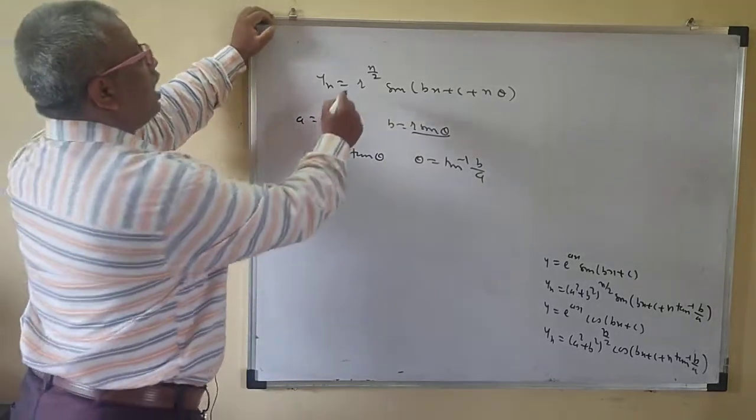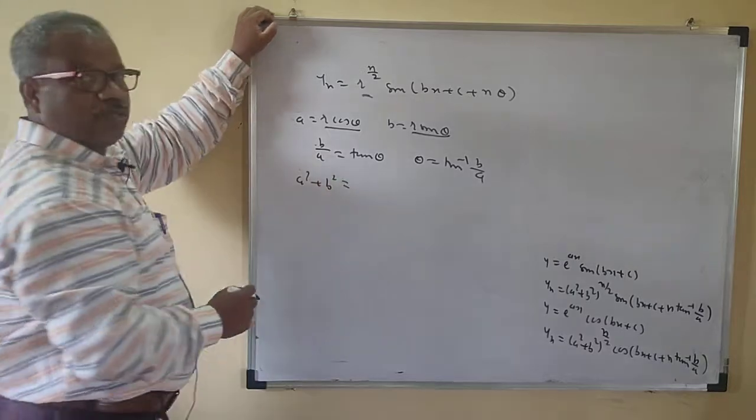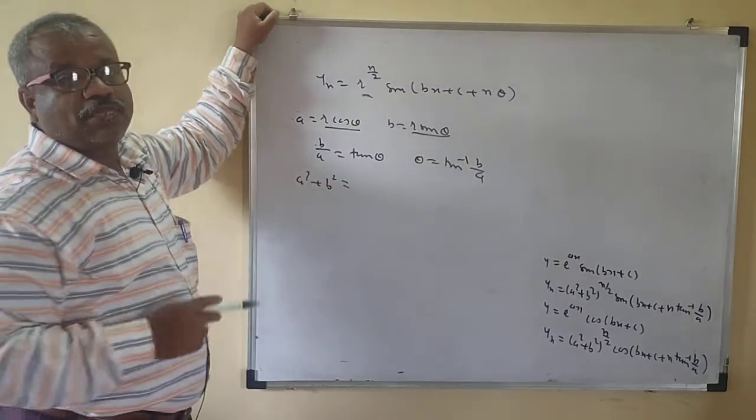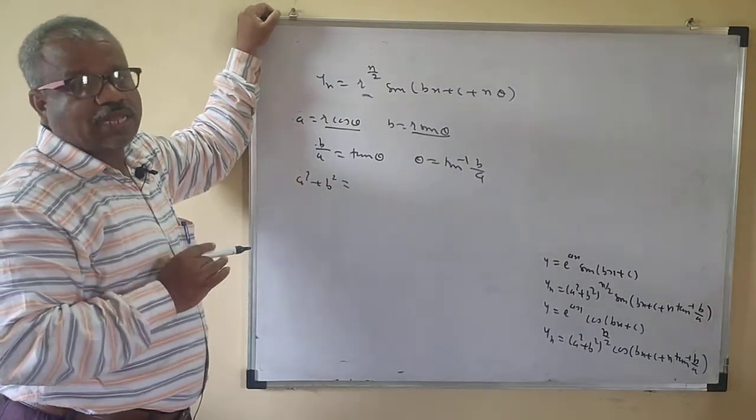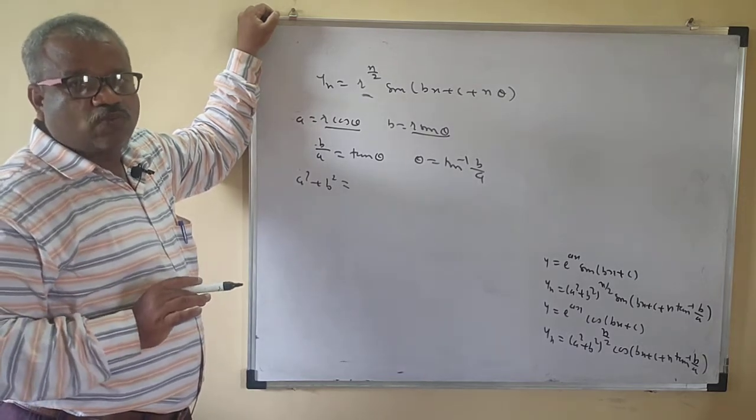Right? And what is r then? Just take the squares. What is a square plus b square? It is r square cos square theta plus r square sin square theta. If you take r square common, we get cos square theta plus sin square theta, and cos square theta plus sin square theta is 1. Okay.